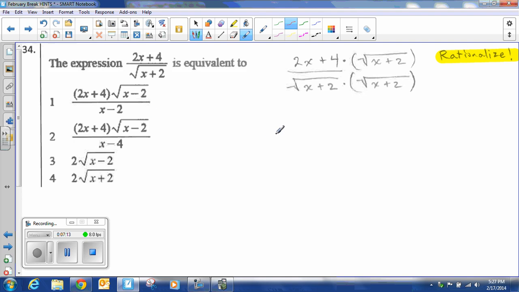Number 34. Now this one could be confusing. You have to remember that this entire denominator is under the radical sign, x plus 2.